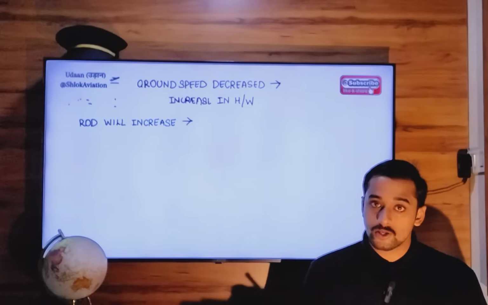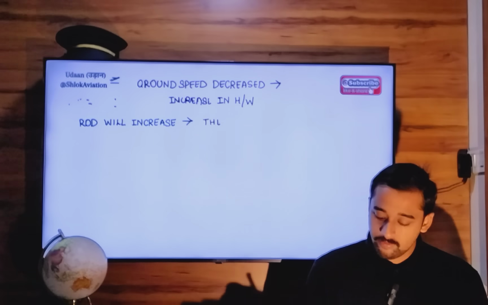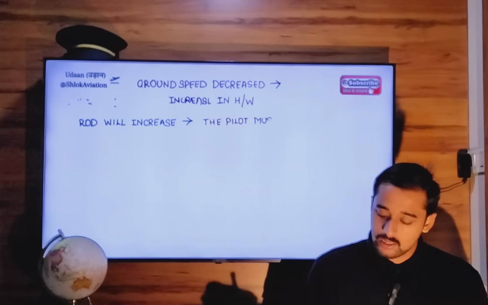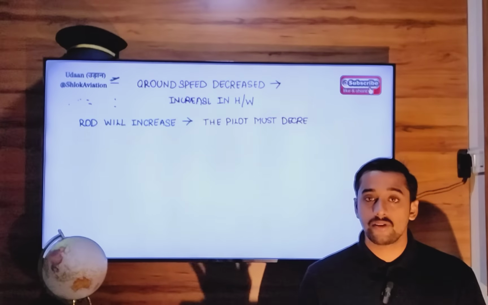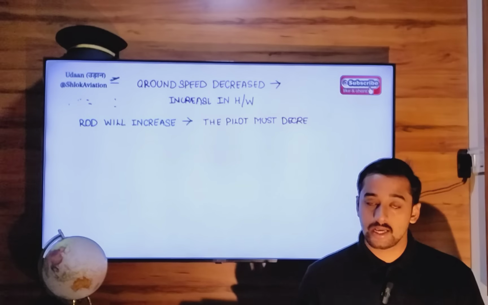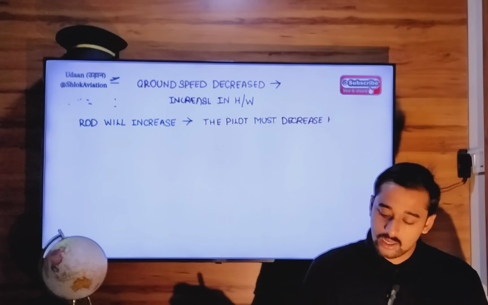Now the solution to this problem is that the pilot must decrease his rate of descent. If the pilot doesn't do anything, his rate of descent will increase because ground speed has decreased. That's why the pilot must decrease his rate of descent.